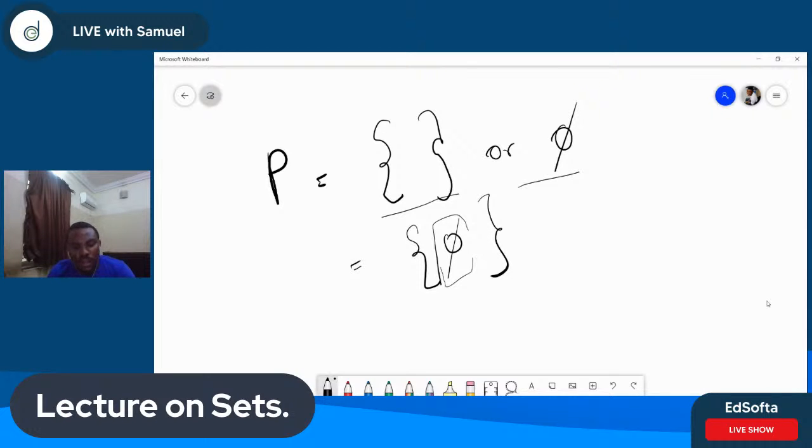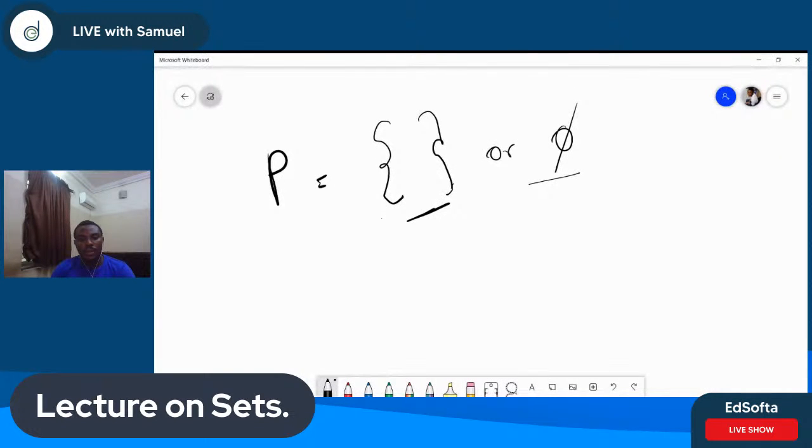You can't represent a null set or an empty set by this sign. This is wrong. So it's either you represent it with these two signs over here. That's all about the empty set. An empty set is just a set that has no element. Let's pick it up and look at the other types of sets.